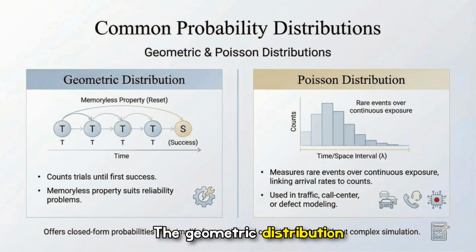The geometric distribution models the count of trials until the first success and has a memoryless, reset-like property useful for reliability problems, while the Poisson distribution measures counts of rare events over continuous exposure, making it ideal for modeling arrivals in traffic, call centers, or defect occurrences when events follow an average rate.